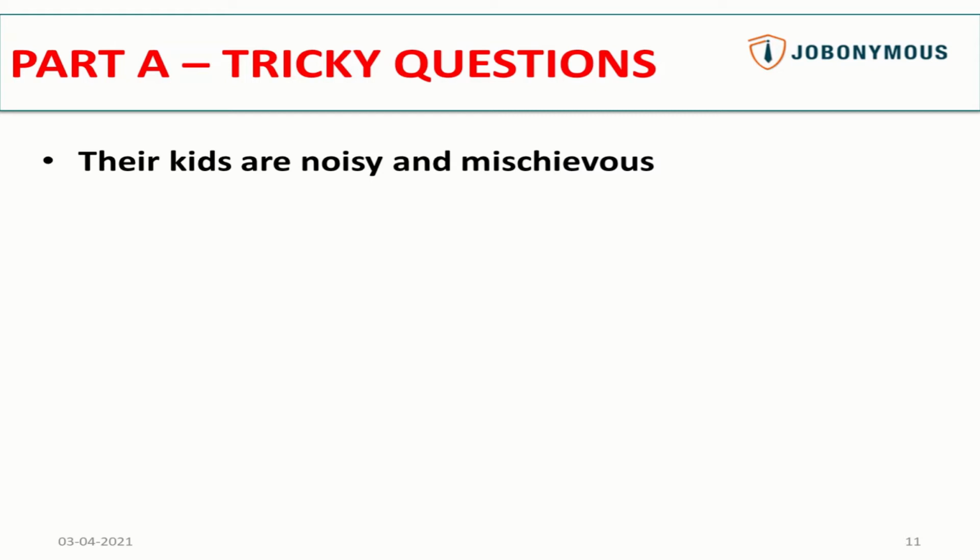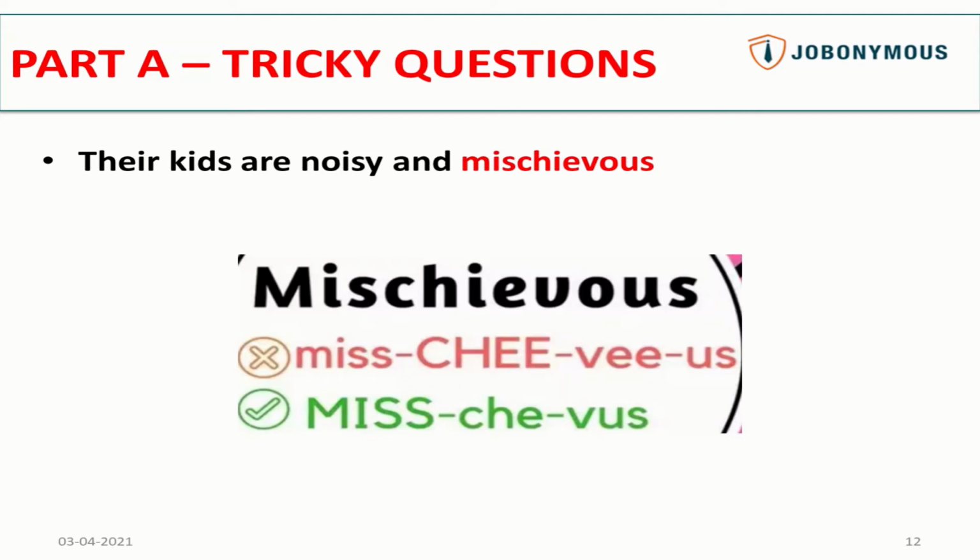Read this one. So many of you read it like this: their kids are noisy and mischievous. However, this is not correct. The word is mischievous. So their kids are noisy and mischievous. It should not be mischievous. So take care of that and count how many you have corrected till now. So friends, moving on to the next one.